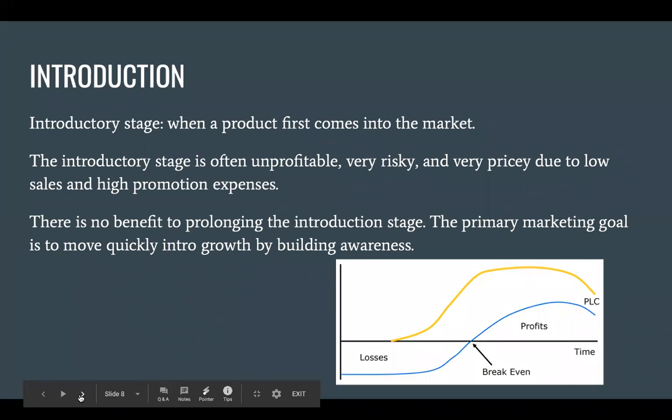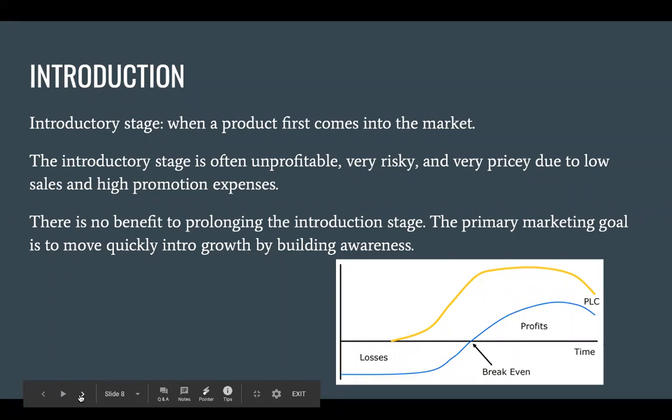So the introductory stage is when a product first comes into the market. So as Eric said, for example, the iPhone about 15 to 20 years ago first came into the market. The introductory stage is very unprofitable, very risky, and very pricey due to low sales and high promotion expenses, and there's no benefit in prolonging the introductory stage. The primary marketing goal is to move quickly into growth by building awareness.